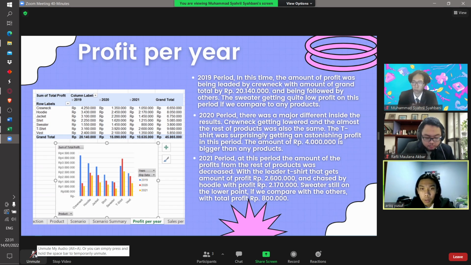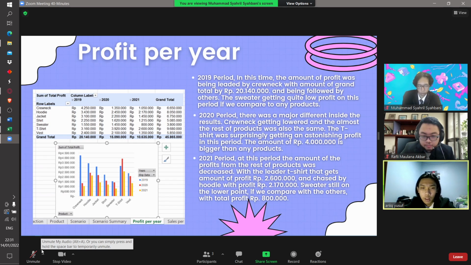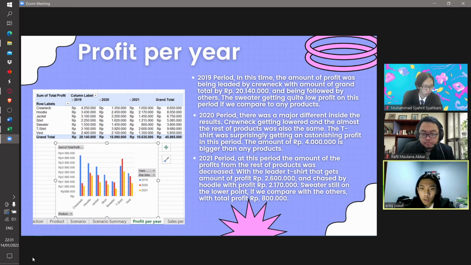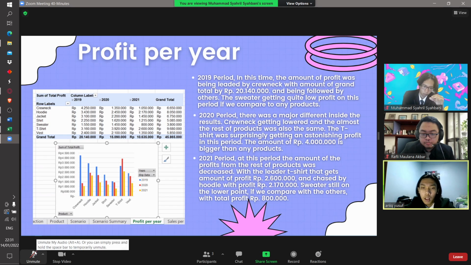In the 2021 period, the amount of profit from the rest of the products decreased. With the leader t-shirt getting a profit of around 2 million, and chased by hoodie with a profit of around 2 million. Sweater is still on the lower point if we compare with the others, with total profit 1,800,000.